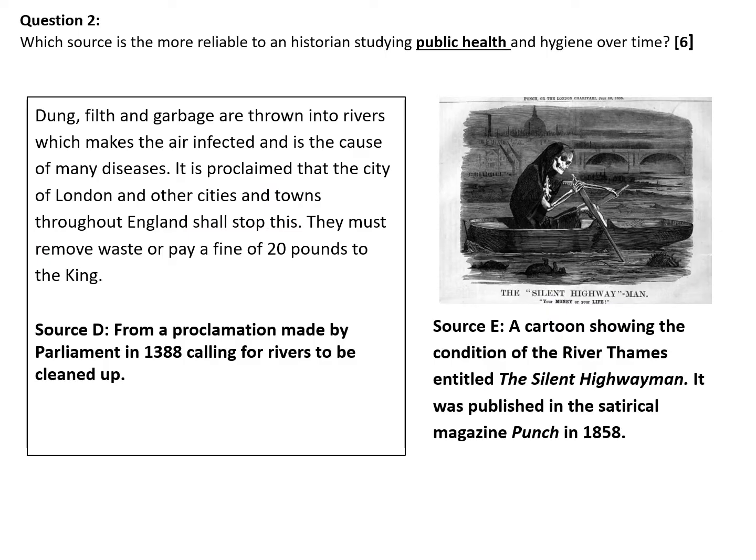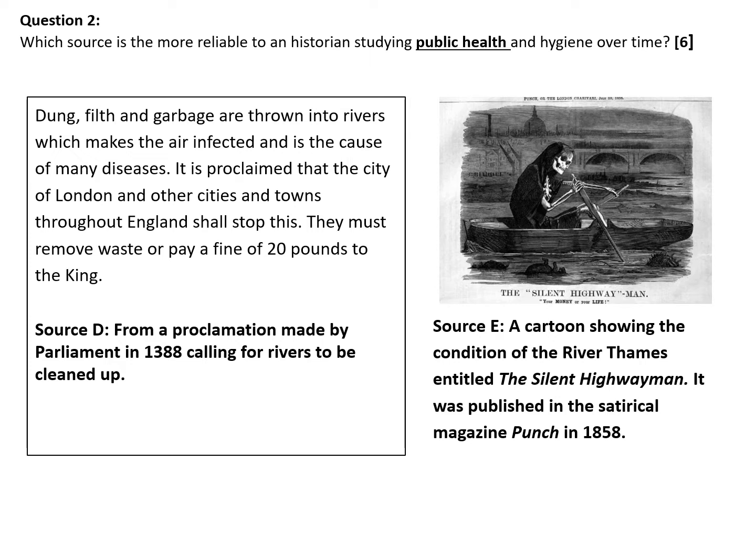Okay. So question 2 is which source is most useful. You'll get given 2 sources and you have to analyse each one, and then you have to say which one is the best. They'll always start the same way, then you have to highlight the focus. Focus will be what the historian is using the sources to find out about. So which source is more reliable to a historian studying public health and hygiene over time?